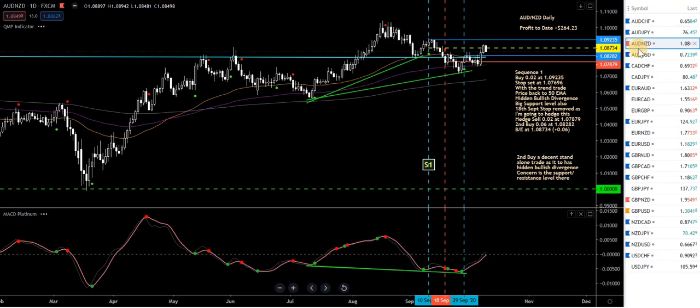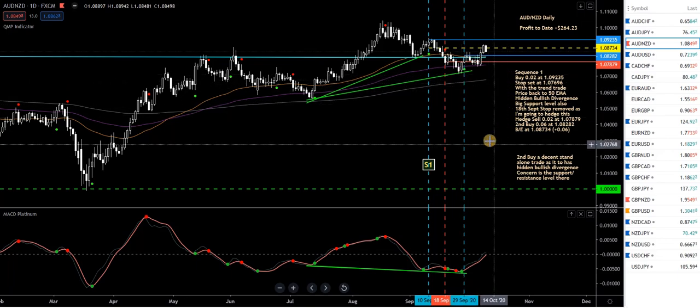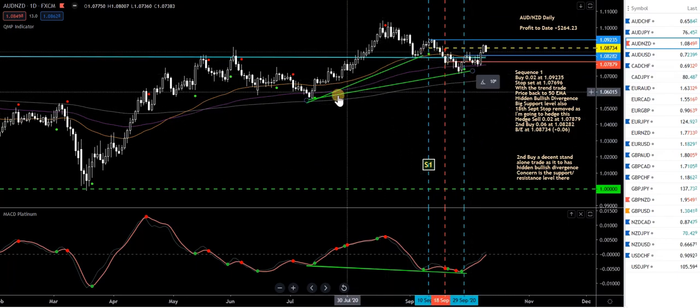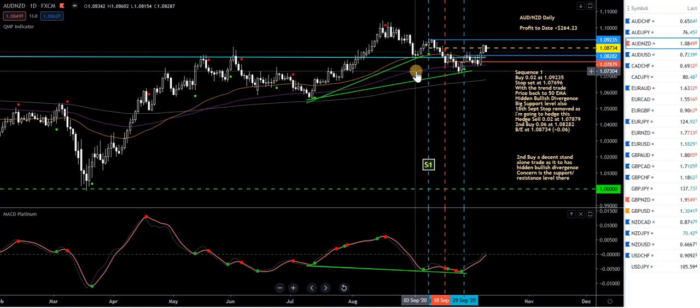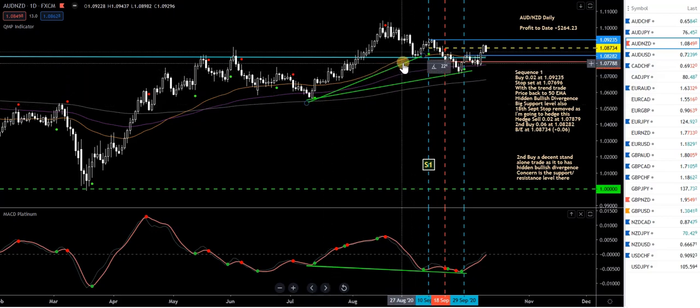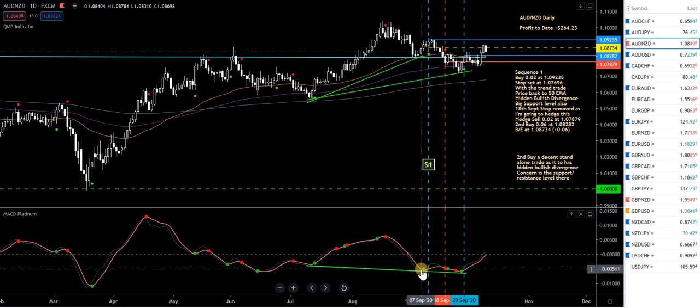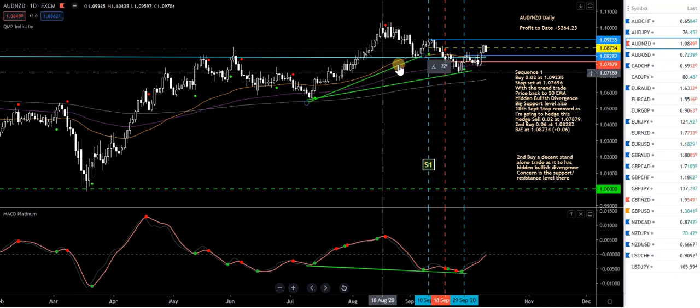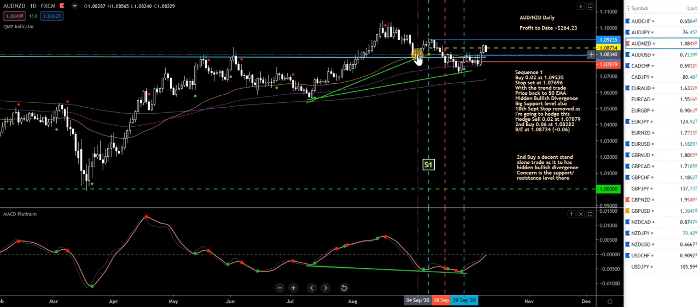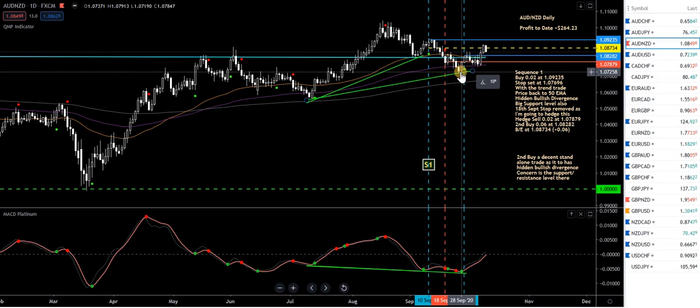Aussie New Zealand, now in a sequence here, so I took a buy, hedge sell, second buy. You can read my notes in here. This was all based on originally a hidden bullish divergence. You can see the hidden bullish divergence for this first buy in here. So with hidden bullish divergence, we've got lower lows on the oscillator, which is the MACD platinum, and higher lows on price.